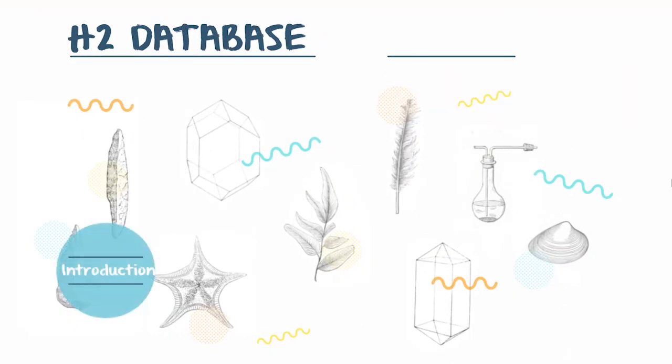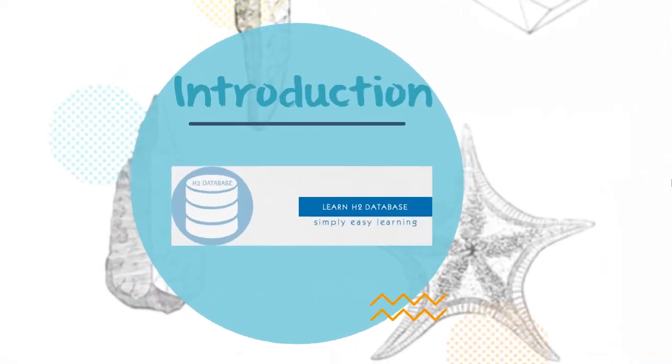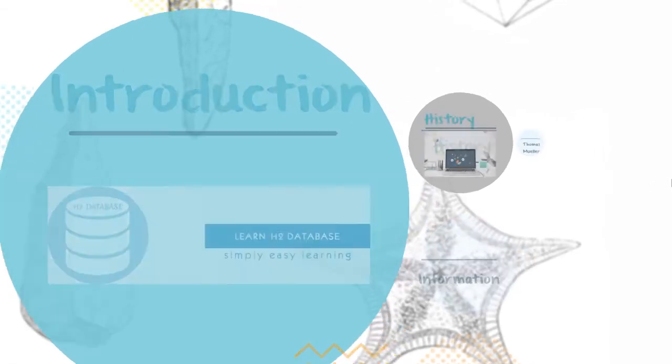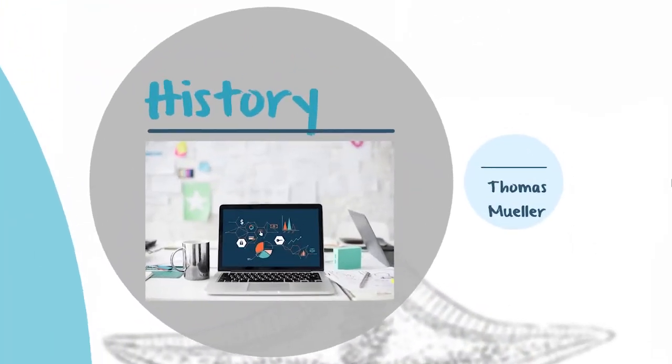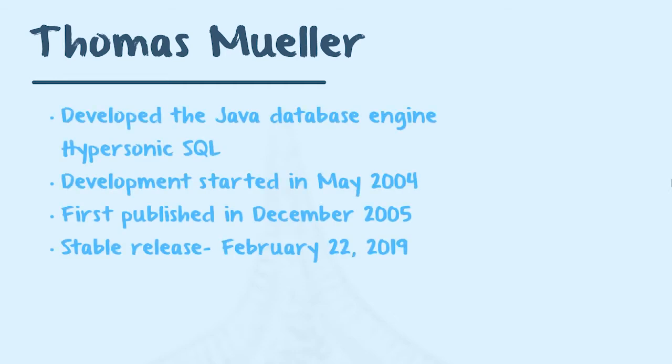Now, I'm going to begin by briefing you about H2 database. So let's have a look at its history. H2 database was developed by Thomas Mueller. It was first published in December 2005 and the stable release was on Feb 22, 2019.